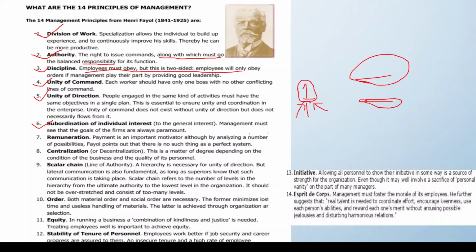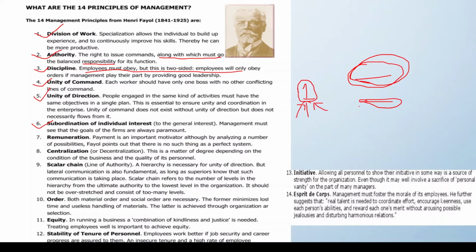Clear? Management must see that the goals of the firm are always paramount. Management will always focus on the general interest, the general goal, not the individual. The individual will always be a subordinate, a secondary goal.